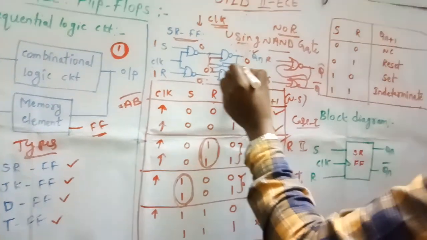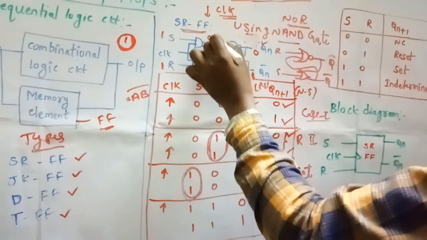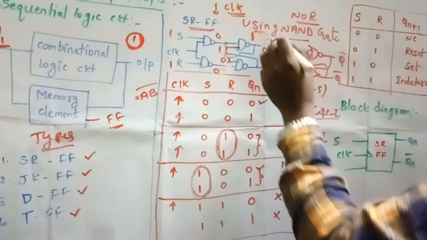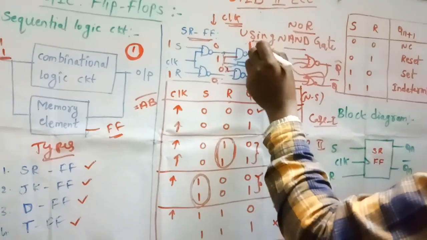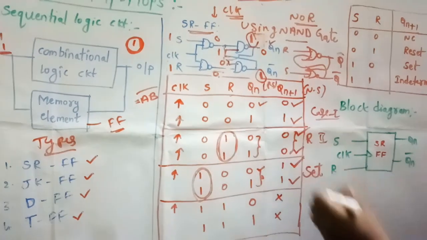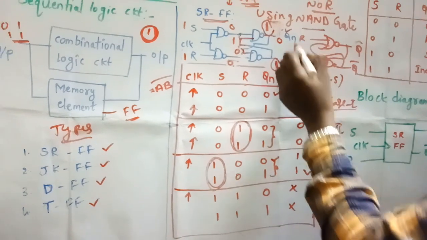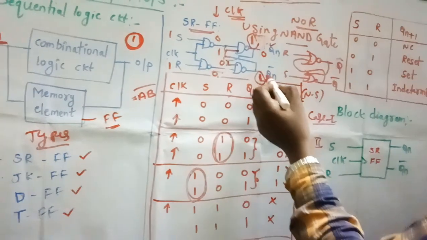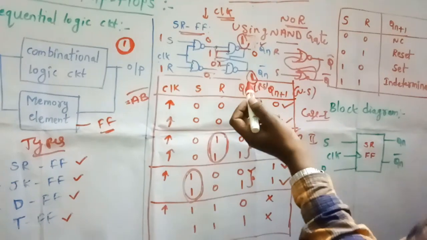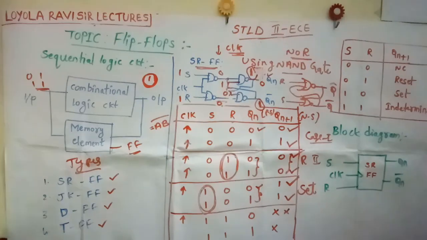So this is 1. 1 comes here. 1 into 0, 0. 0 bar 1. Here we are getting 1. The next state we are getting as 1. But observe these two outputs. According to the definition of the flip-flop, Qn and Qn bar both must be complement to each other. But here both are getting 1. This is according to definition wrong. That's why that is the indeterminate state.